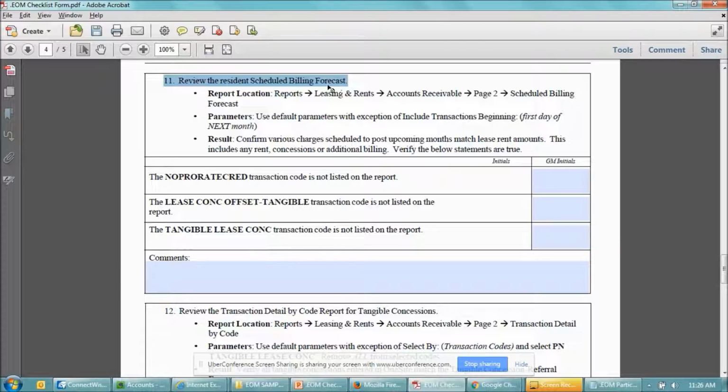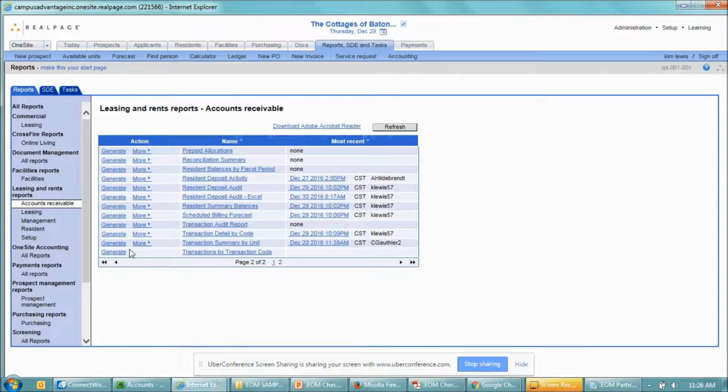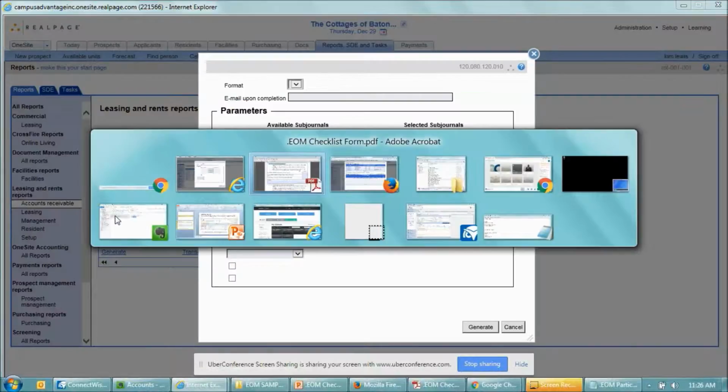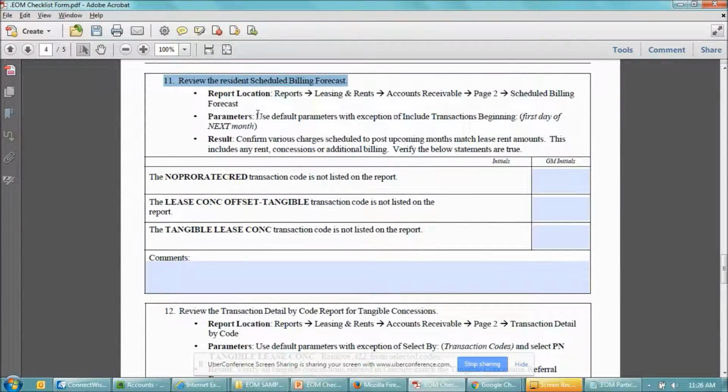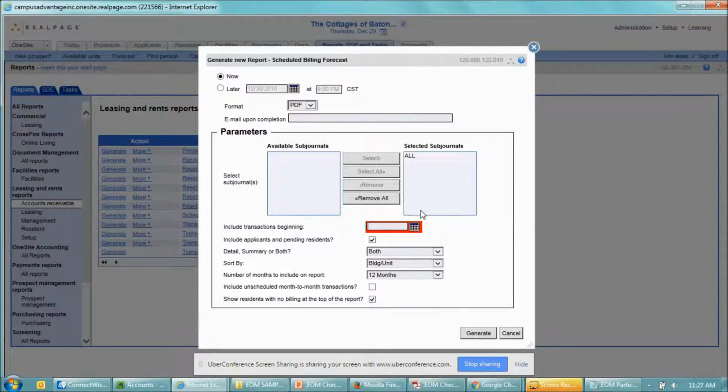and move along. So I do want to move us on to number 11, the scheduled billing forecast option, and that one is found on page 2. It kind of hides in the accounts receivable section, and that one is right here, our scheduled billing forecast. We'll generate that one, and for the parameters, you want to use the default parameters with the exception of the beginning transaction date. It'll be the first day of next month. So next month is January, so January 1, 17. We're going to change that one and then hit generate.